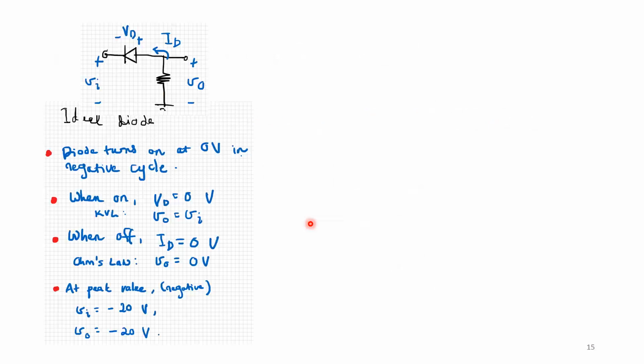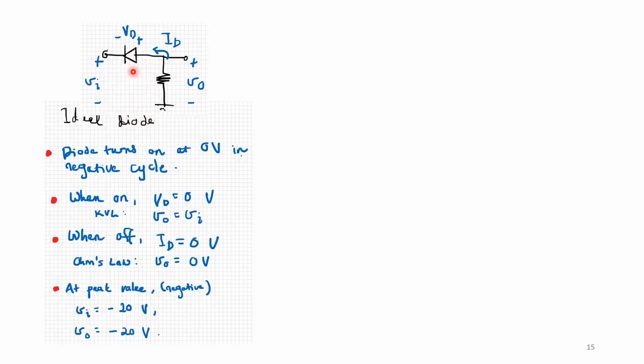Now let's consider the ideal diode first. The ideal diode turns on at 0 volts in the negative cycle, because when the input is positive, the diode is reverse biased, but in the negative cycle the current flows in the positive direction of the diode. So it will turn on below 0 volts. When it is on, because this is an ideal diode, Vd equals 0 volts, and if I do KVL around this loop, V out equals Vin.